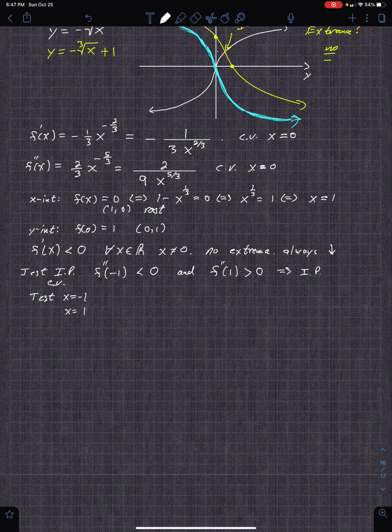So (0, f of 0), oops, not (0, 0). f of 0, which is 0, and what was f of 0? It's 1. So (0, 1) is an inflection point.